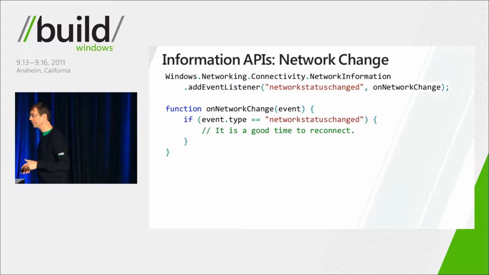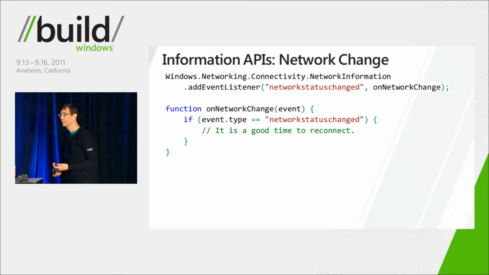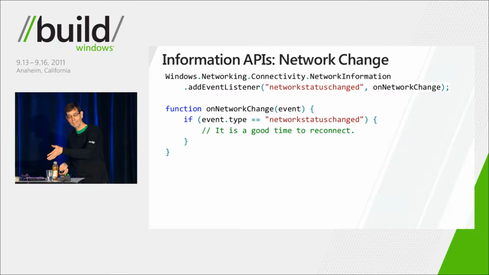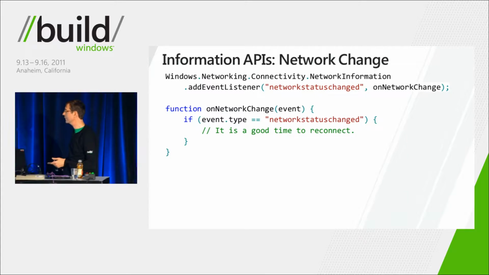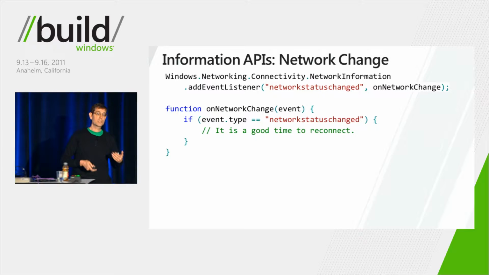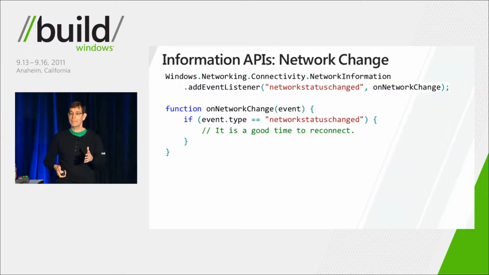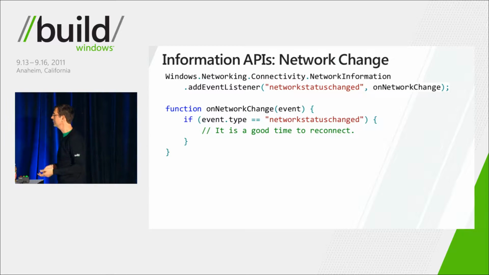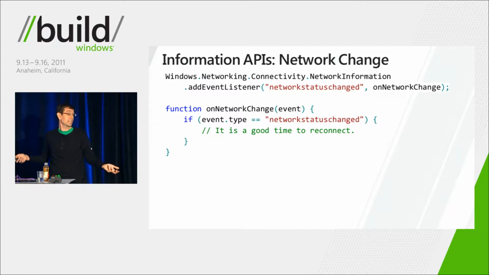And what we've done is we looked at all those events and said, you know what? What people really care about is the last event. Right? Not the first event, not the second event. You care about the last event, because at that point, the network is stable. And that's what we've done with the network status change. We make sure, I'm an electrical engineer, so I call it debouncing. We debounce the information for you, so you just get told, hey, something happened. Now is perhaps a good time to reconnect.